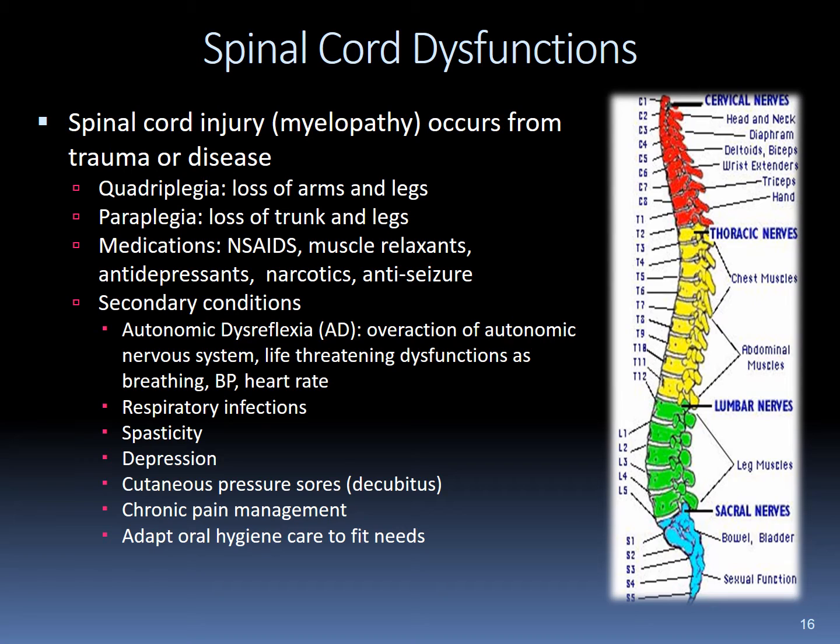Medication for the condition includes NSAIDs, muscle relaxants, antidepressants, narcotics, and anti-seizure drugs. Secondary conditions occur and include autonomic dysreflexia, known as AD, which is the overaction of the autonomic nervous system. This condition is life-threatening as it causes dysfunctions that affect breathing, blood pressure, and heart rate.